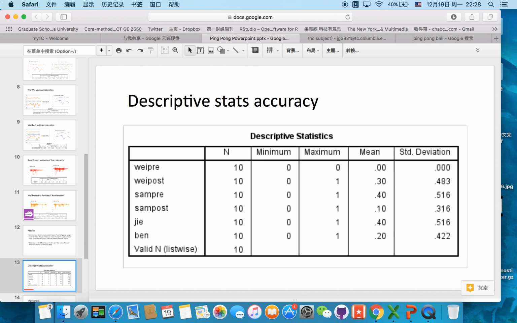So we define accuracy as hitting the ball successfully in the target. This graph shows that in the pre-test, Wei did not hit any balls into the target. She hit the balls in the post-test 30% of the time into the target. In the pre-test, Sam hit the balls into the target 40% of the time and 10% of the time in the post-test. Jie hit the balls in the target 40% of the time and Ben 20% of the time.